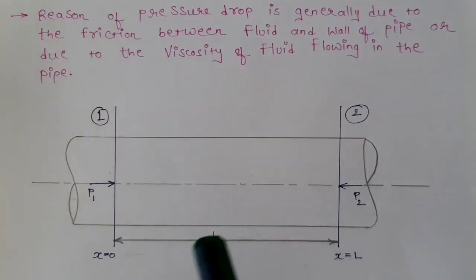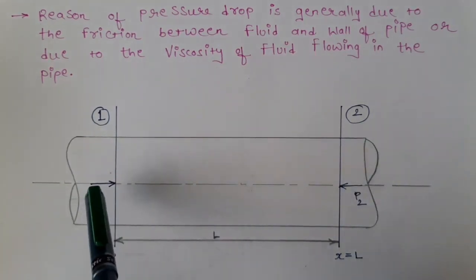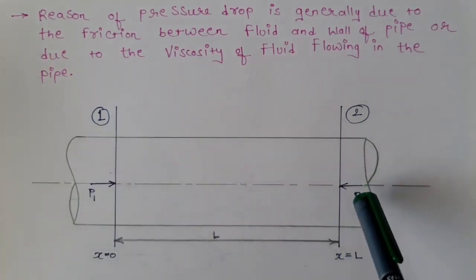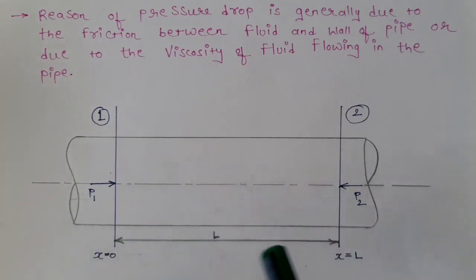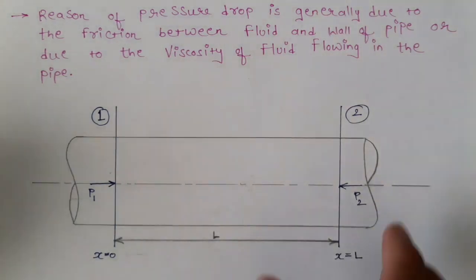For that, we have to consider two sections, section 1 and section 2. The pressure at section 1 is P1 and the pressure at section 2 is P2. The length between the two sections is L, and the direction of the flow of the fluid is in the X direction.